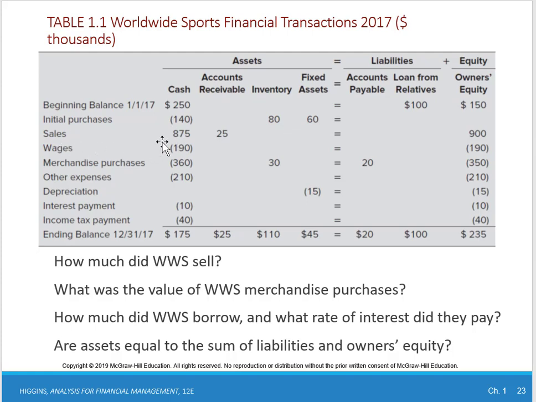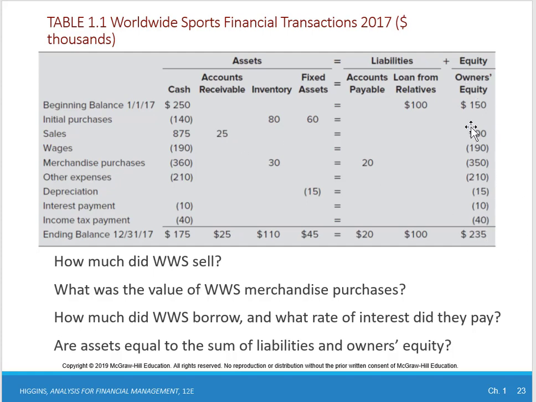Next, we sold $875 of inventory. $25 of that was accounts receivable. So that means what? This is a total of $900. $875 was cash sales, $25 was accounts receivable.